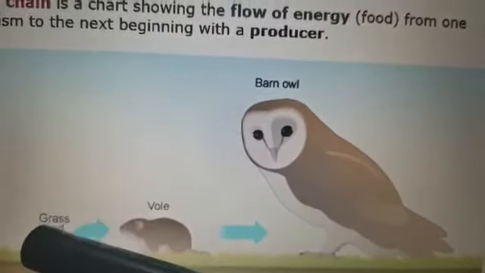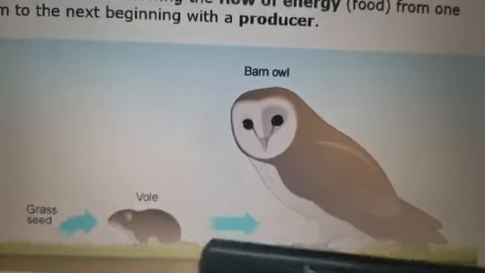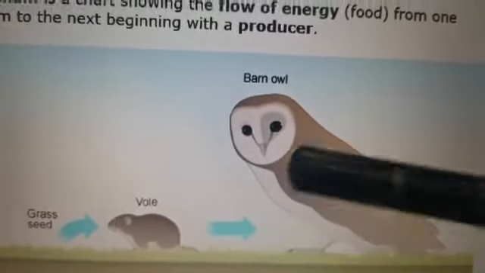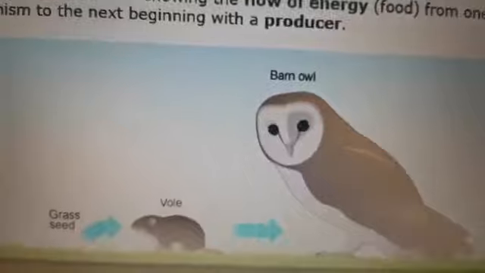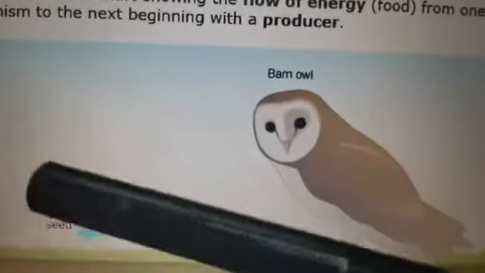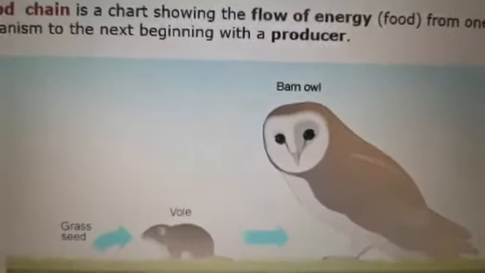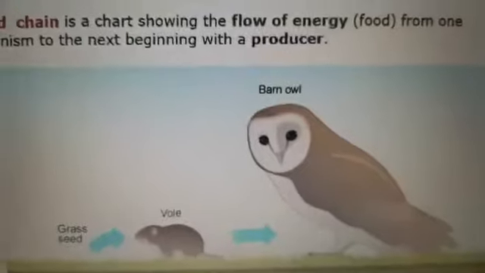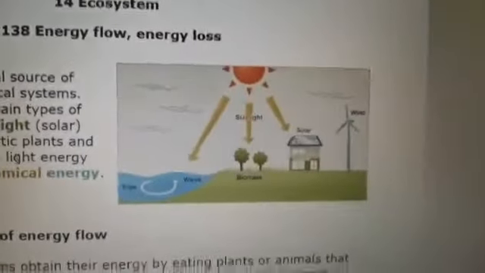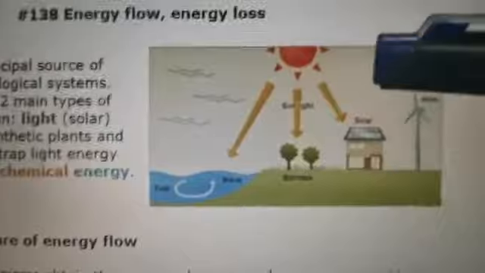So from this grass, the energy is going to the vole, and from this vole, the energy is transferring to the barn owl. From where is the grass getting the energy? Of course, the grass is getting the energy from the sunlight. Sun is the ultimate source of energy. We already know this fact, right? Sun is the principal source of energy.